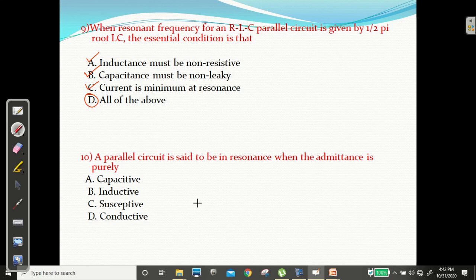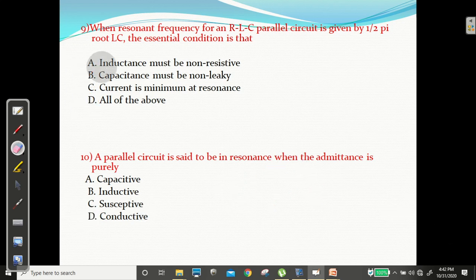A parallel circuit is said to be in resonance when the admittance is purely... Under the resonance condition, what should the impedance be? Purely resistive, Z equal to purely resistive. So admittance Y equal to what? 1 upon R, that is conductive. So it is conductive. D answer is correct. That is conductive, right?